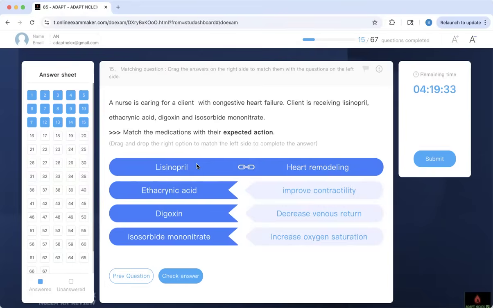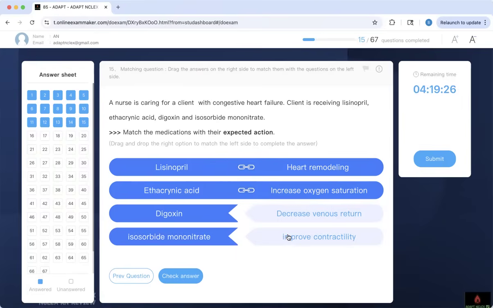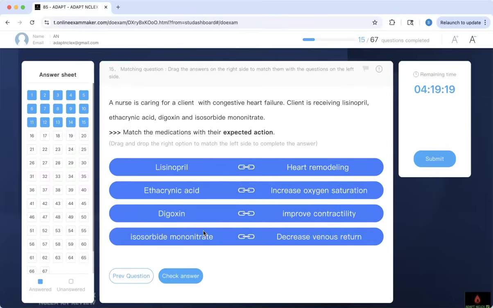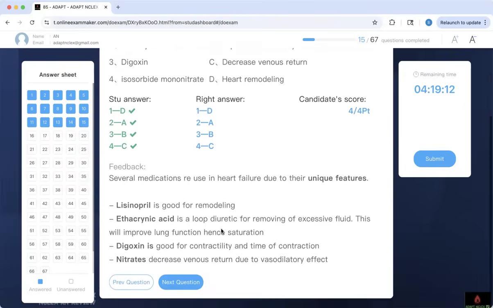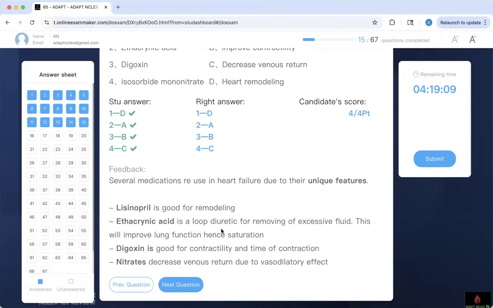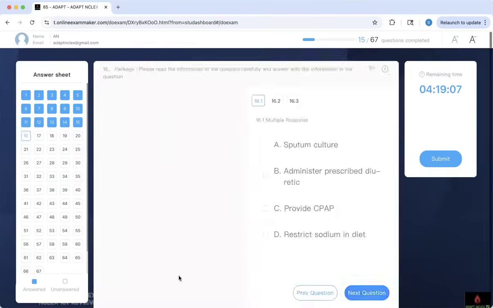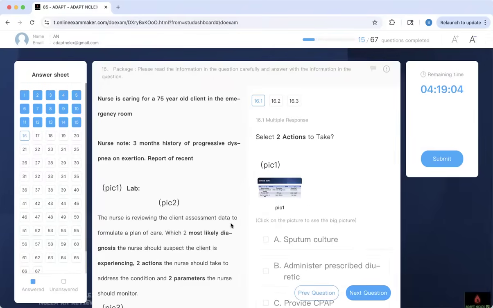If you remove fluid, it's going to improve your oxygen saturation. Digoxin is involved in contractility. And isosorbide is a nitrate. It decreases venous return. These are the functions of these medications regarding heart failure. Know them, know them, know them, and take a look at this picture and learn about them, because this is pharmacology that will show up. Commonly tested NCLEX practice question, NCLEX review question, NCLEX questions and answers to help you pass your NCLEX.